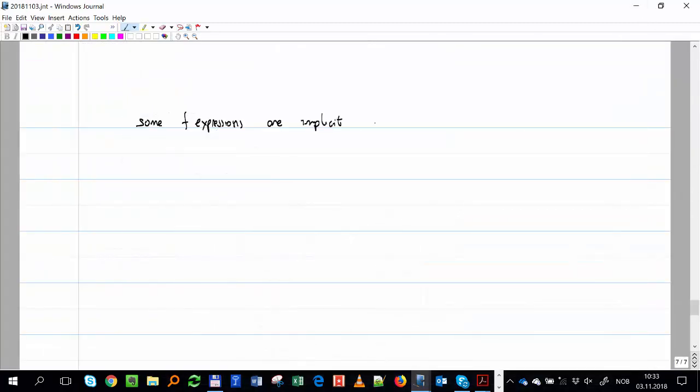So some of them are implicit. That means that I have f on both sides. I have f here and I have f here, and then I have to use root finding, a numerical solver, to find the value. I have to assume an f, verify the f, and if it is not right, repeat once more. I have to use a numerical solver. And I have also explicit expressions.